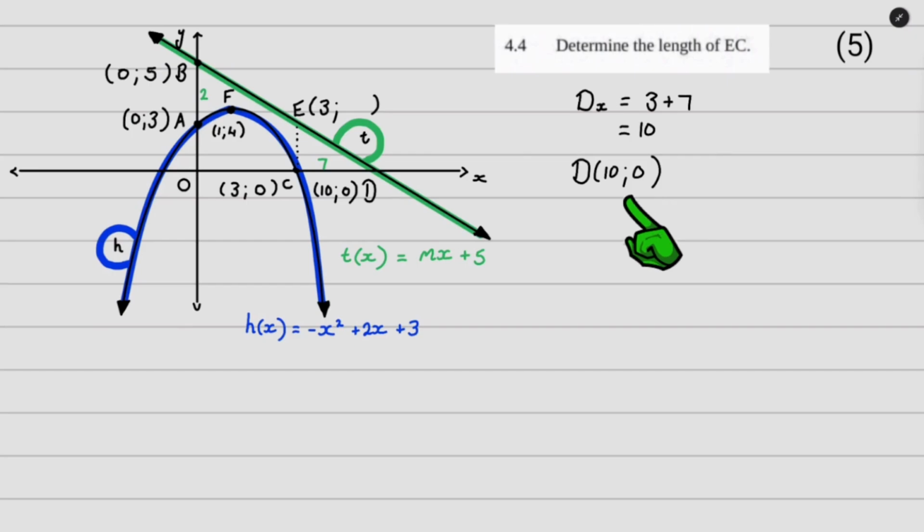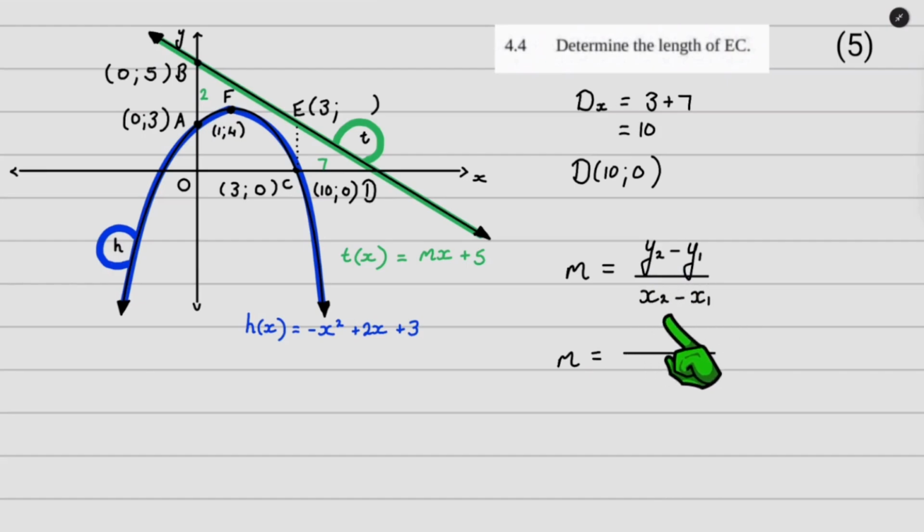Now I'm going to use the gradient formula with D and B to get this missing gradient value. Okay, so our gradient formula, y2 minus y1 over x2 minus x1, that is on your formula sheet. So I'm going to choose perhaps B to go in place of y2 and x1. So let's chuck him in. And then I'll put D's coordinate in y1 and x1's place.